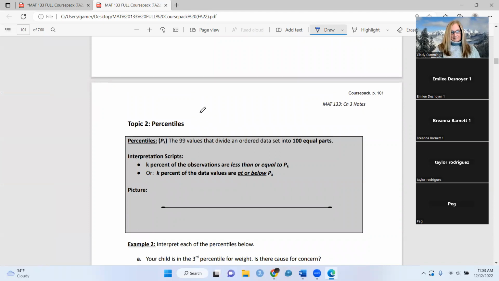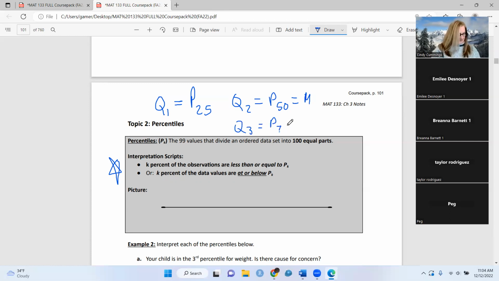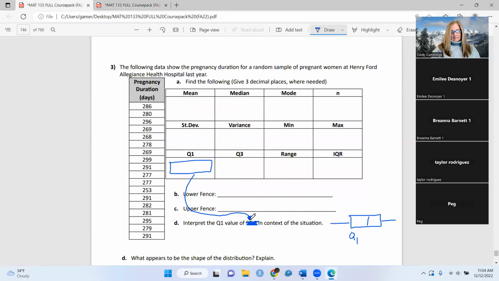Well, if you're trying to interpret a quartile, now this says percentile, right? But you need to remember that Q1 is P25, Q2 is P50, which is also the median, and Q3 is P75. So either one of these scripts is what you would use when you're interpreting that Q1. And then Peg, I pointed out the thing you missed is that this is a typo, that 97.8 is the incorrect number.